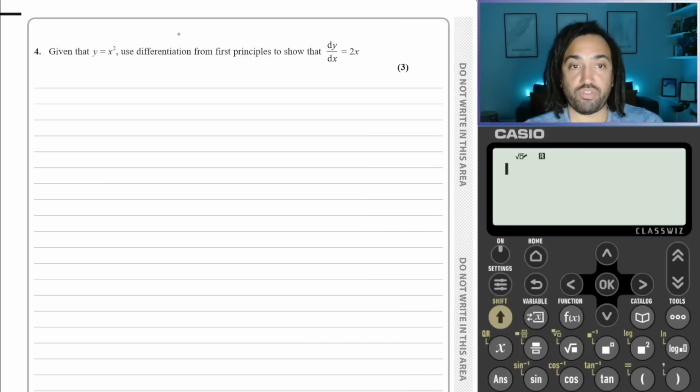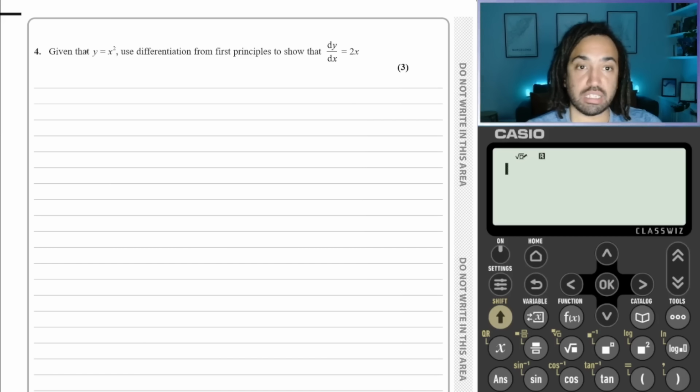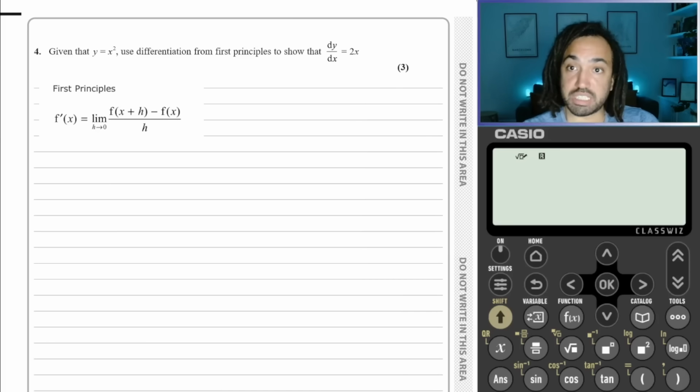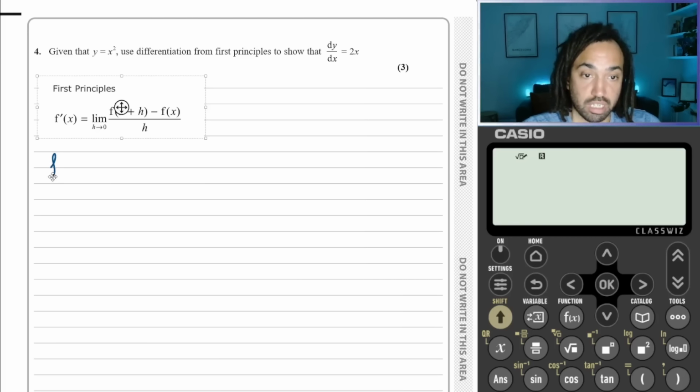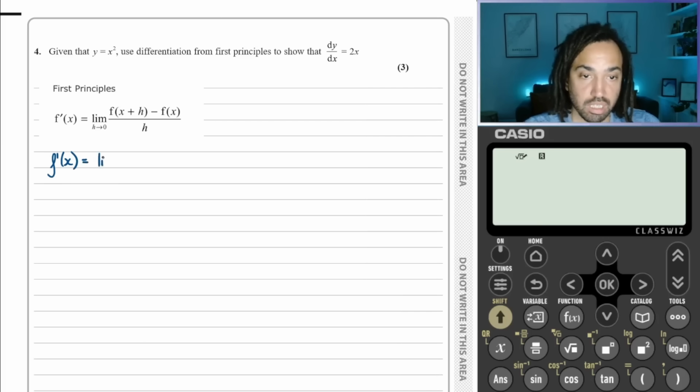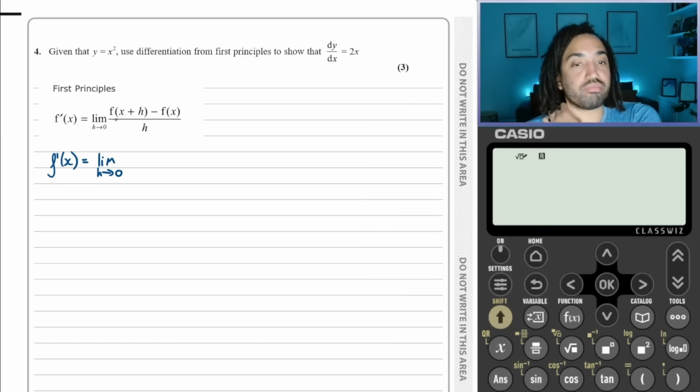Okay, question number 4. It says, given that y is equal to x squared, use differentiation from first principles. No problem, but we need the formula for first principles. So we go to our formula booklet, because it's given in the formula booklet. There it is. So we can write f dash of x is equal to the limit as h tends to 0 of f of x plus h. Well, let's write that over here.